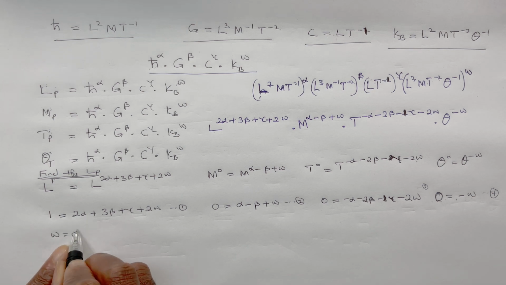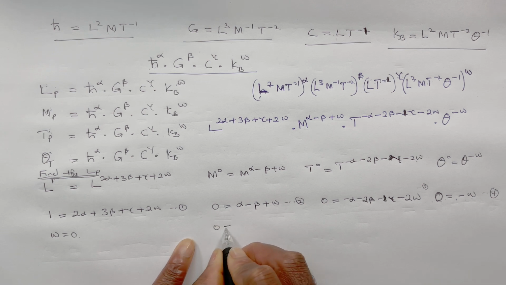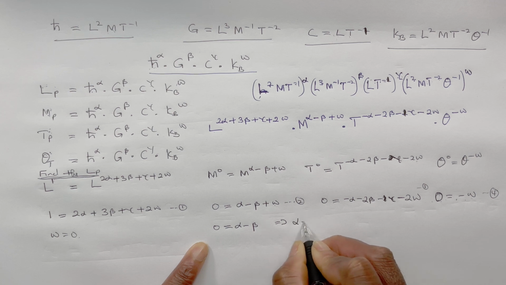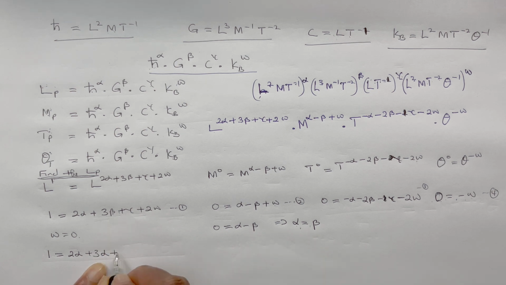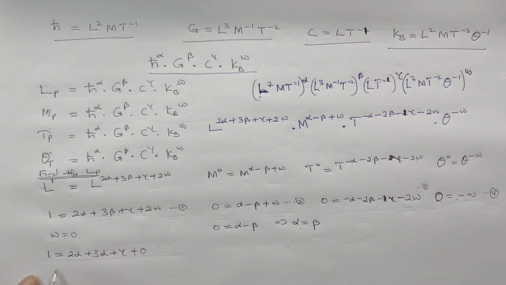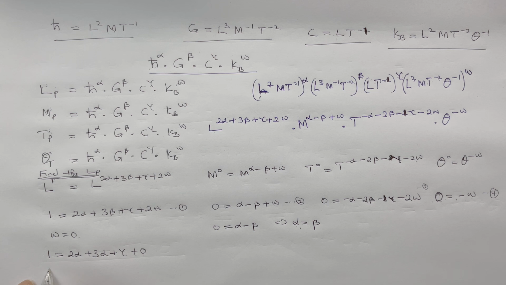So omega is 0 here, and therefore I can put that 0 here, and I'll get 0 equals alpha minus beta, which implies that alpha equals beta. So I'm going to take that and put it into equation 1. I'm going to get 1 equal to 2 alpha plus 3 alpha, because beta is alpha, plus gamma plus 0, because 0 times 2 is 0. Then I'll simplify these, and that'll be 1 equal to 5 alpha plus gamma.